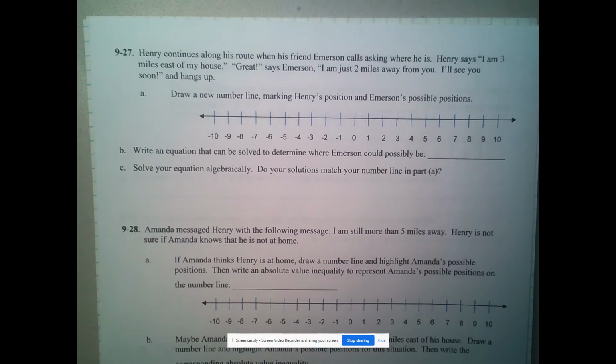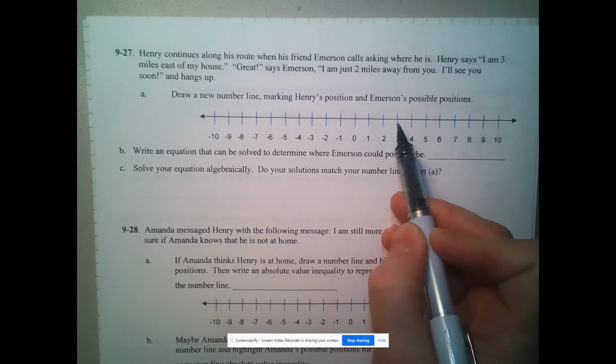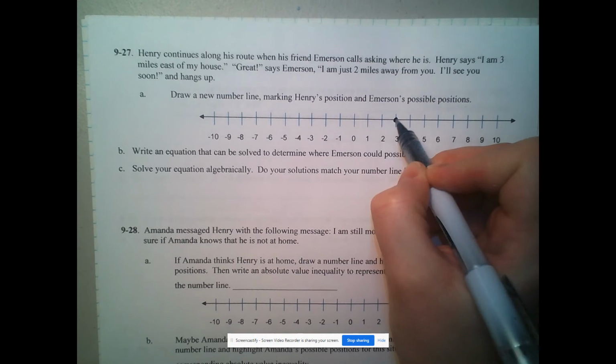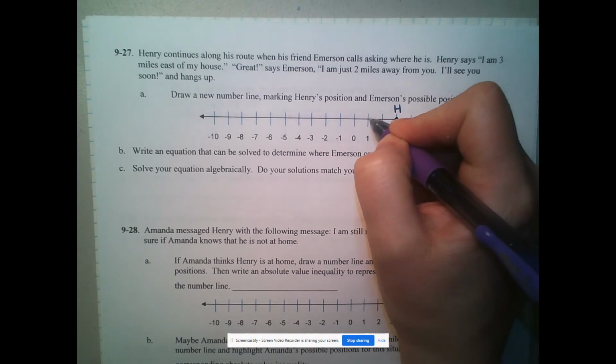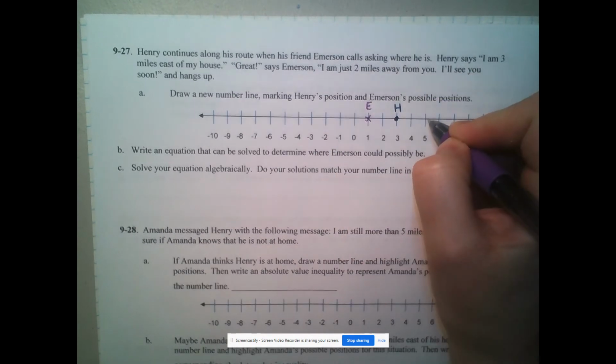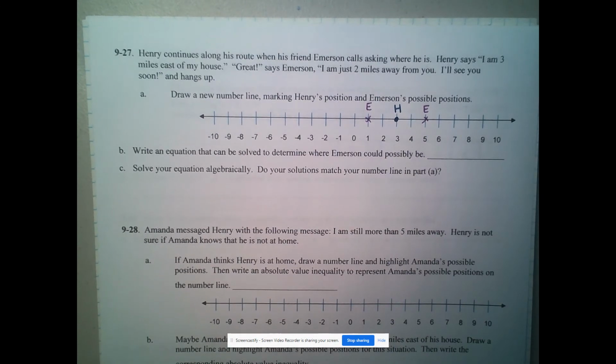Well, Henry says, I am 3 miles east of my house. Now, we know that we had Henry's house at 0. If he's 3 miles east, that puts Henry right here. But Emerson is 2 miles away. So Emerson might be here at +1, and Emerson might be here at +5. And we don't know which one. So how do we go about writing an equation?